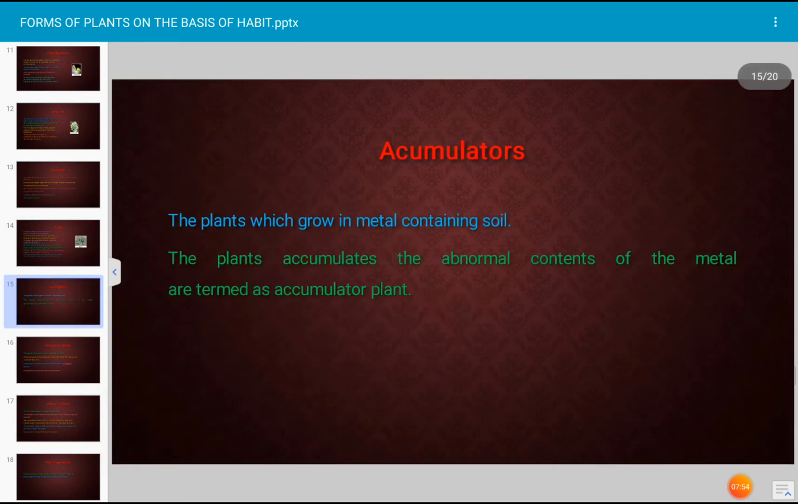Next, accumulators. The plants which grow in metal-containing soil are called accumulators. The plants that accumulate abnormal contents of the metal are termed as accumulator plants.